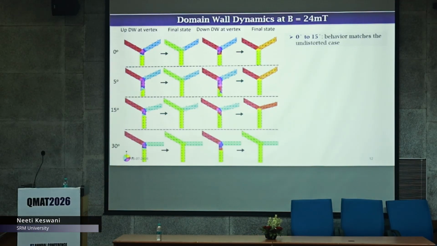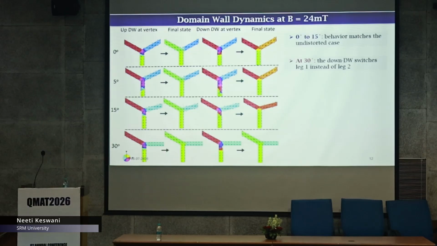And when we move to 30 degree, we see that the up domain wall didn't cause any change; only the undistorted leg switched. But when we consider the down domain wall, it's no more my distorted leg 2, it was my leg 1 which switched. This was the first transition we observed, that at 30 degree, the down domain wall switched my leg 1 instead of leg 2. What this implies is that the chirality rule breaks down at 30 degrees.